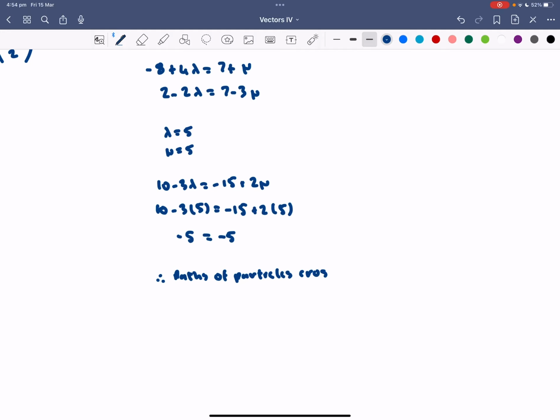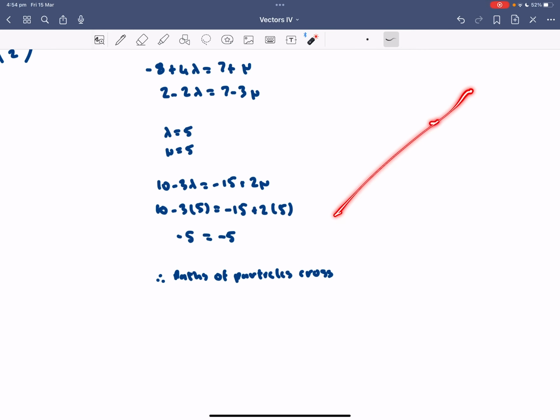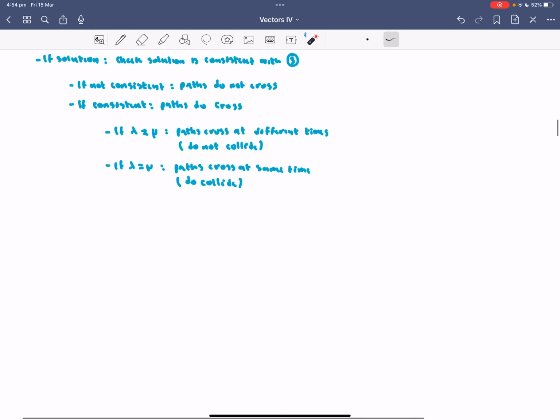The paths cross simply means that at some point they'll both be here. Now they don't have to necessarily be there at the same time. It just means that at some point both particles will have a crossing path. So maybe one will be there to begin with, and then a little bit later on the other one will be there. All right, what's the next thing that I've written?